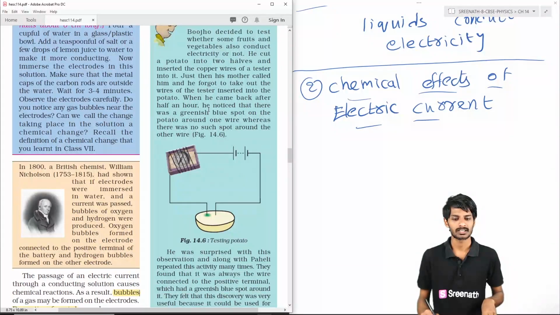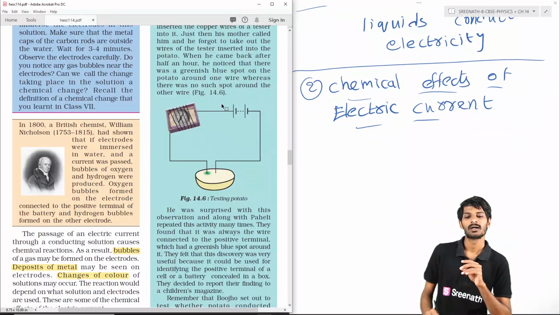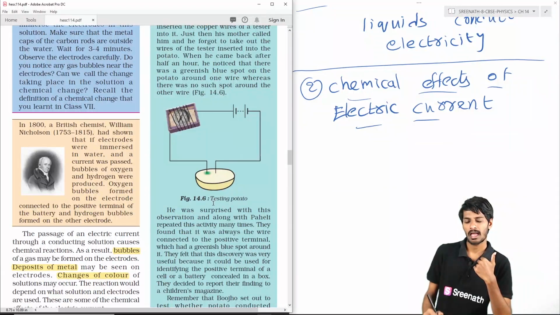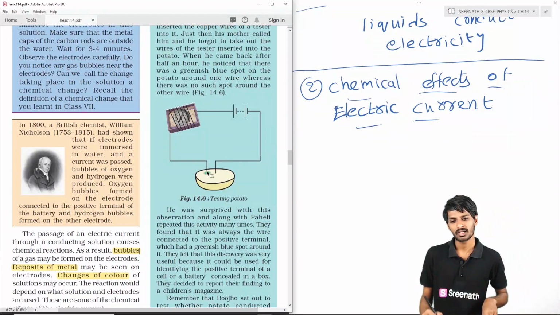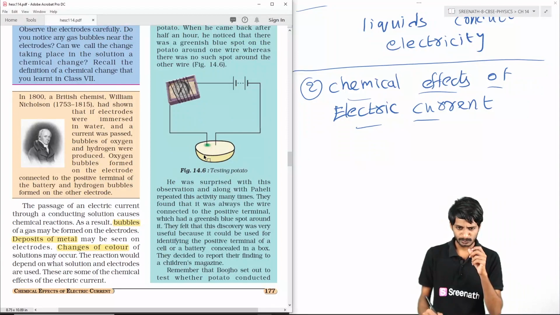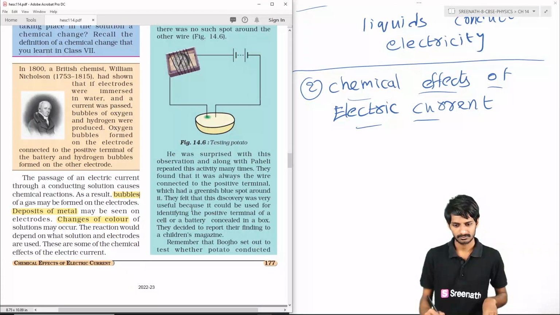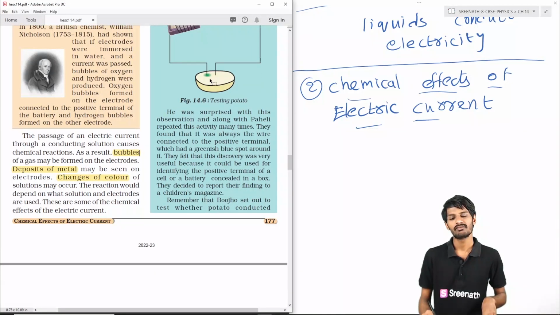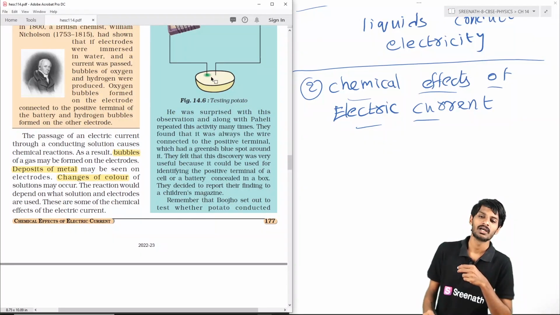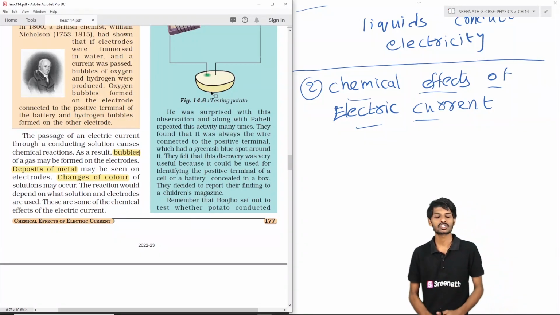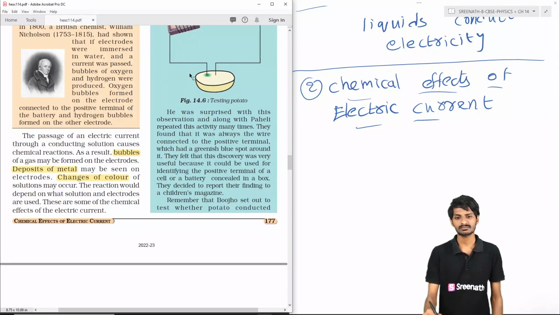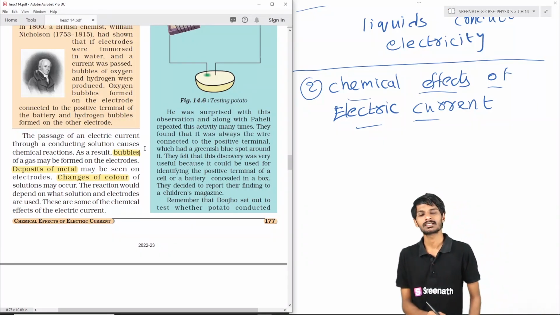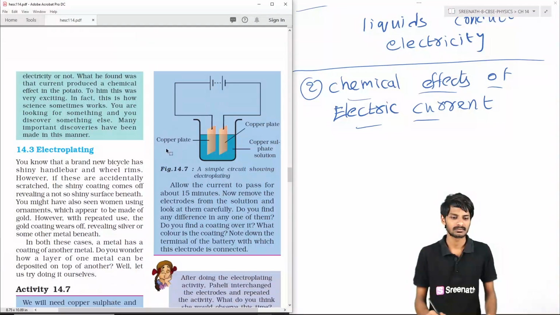So if you do an experiment, if you take a potato and place the two wires into the potato, left for half an hour, what happens? You will observe a greenish spot near the terminal, students. Every time you do this task, you will observe that the greenish spot is near the electrode or the wire which is connected to the positive terminal. That is the thing, students.